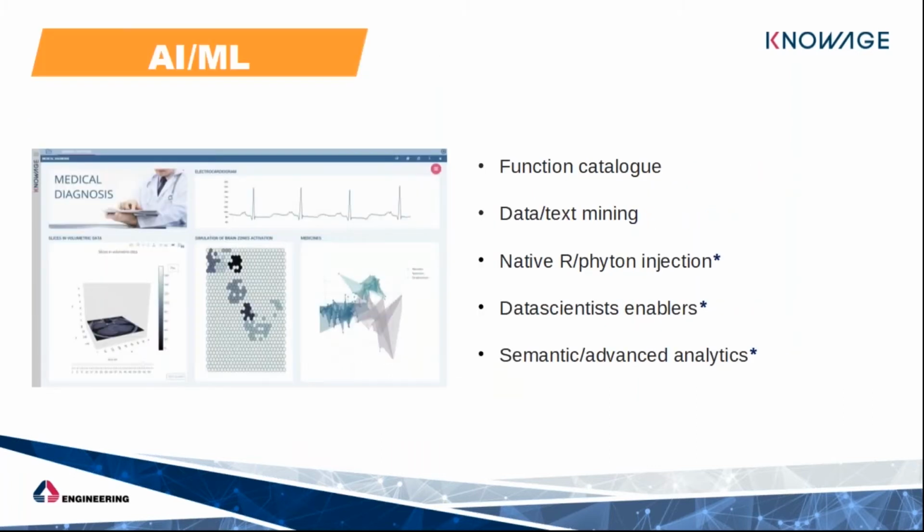At the third level, we want to be able to apply machine learning techniques. In particular, we want to do data and text mining. We want to be able to use R or Python code, and we also want to do semantic advanced research and analytics.